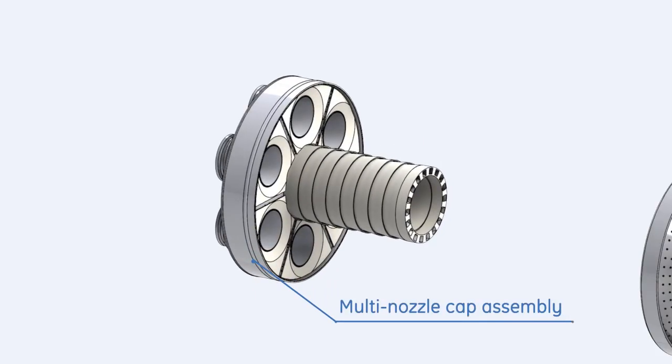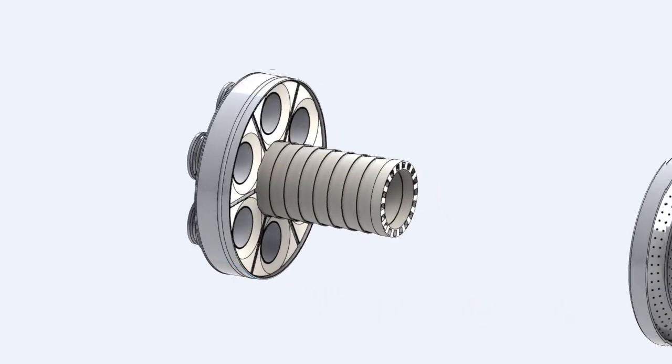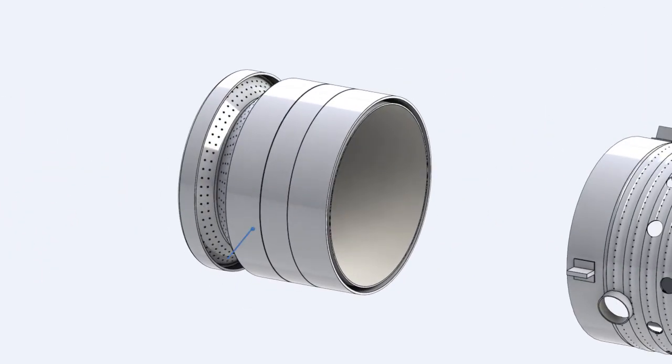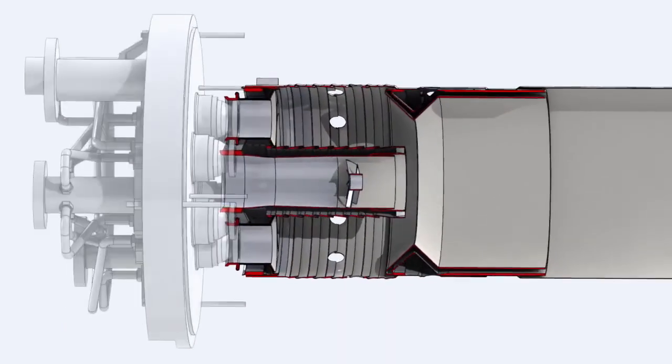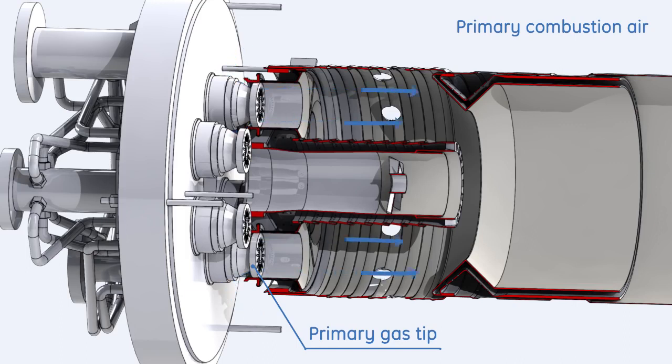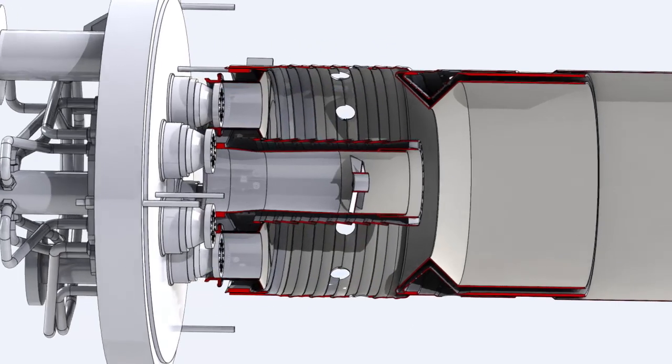multi-nozzle cap assembly, and the venturi. These parts are assembled together by rivets. Combustion air flows into the liner through various locations. Primary combustion air flows through the primary gas tips.